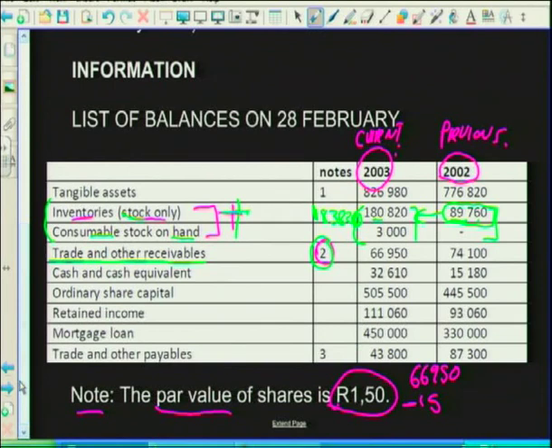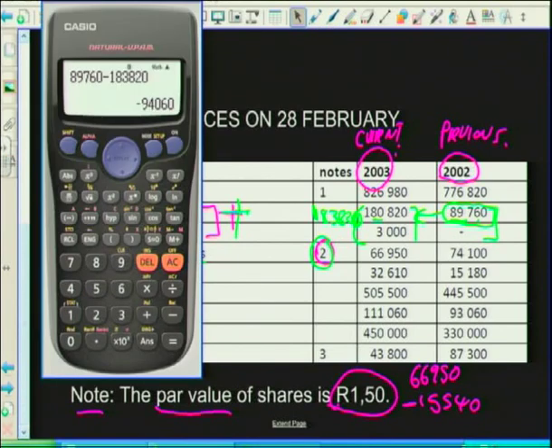Okay, so minus 15,540. So let's work that out before we move on. Okay, so 66,950 less 15,540 gives me 51,410 excluding my SARS. So let's make a note of that.